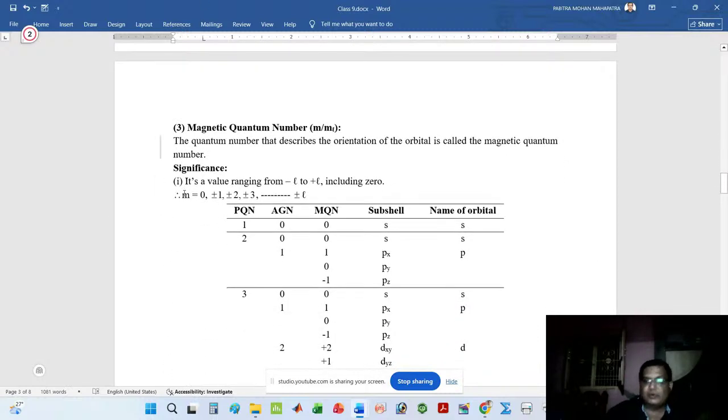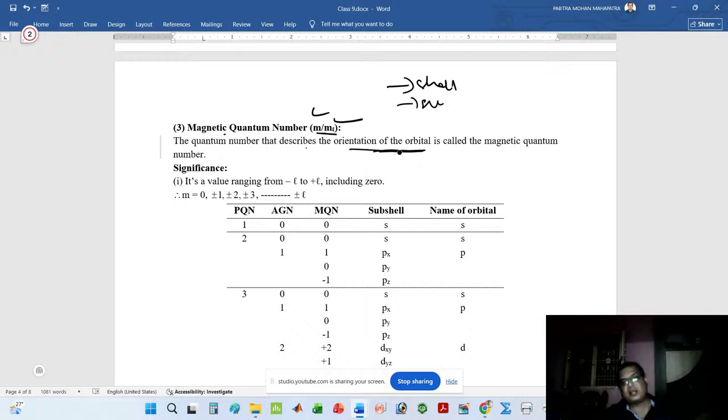Next, I will move to the magnetic quantum number. Magnetic quantum number is denoted by m or mL. This is the symbol of magnetic quantum number. Principal quantum number is related to the cell, azimuthal quantum number is related to the subcell. Now, magnetic quantum number is related to the orientation of orbitals. That means the quantum number that describes the orientation of the orbital is called magnetic quantum number. What is the significance of magnetic quantum number?